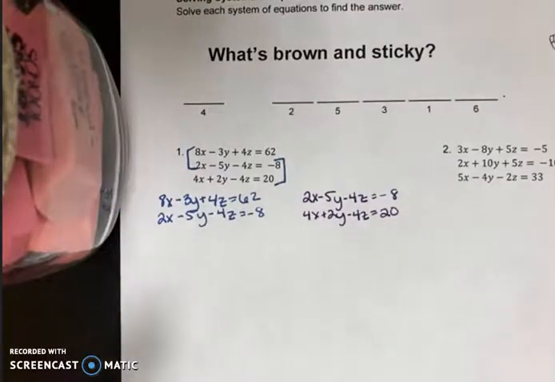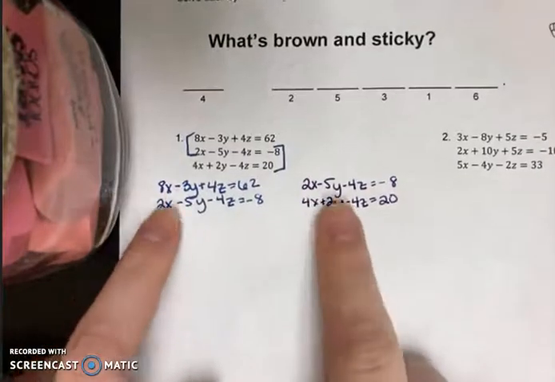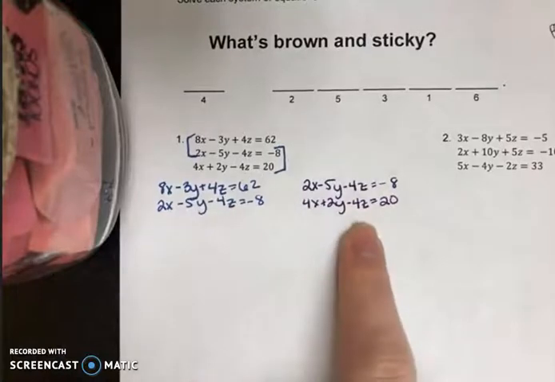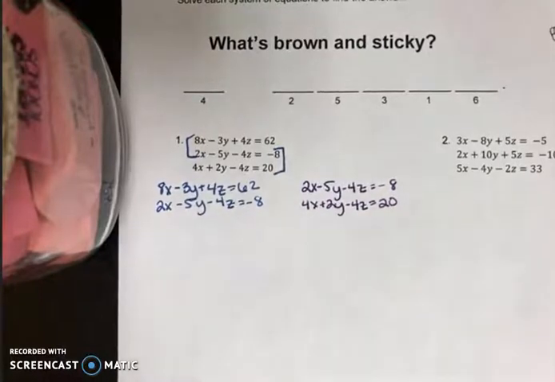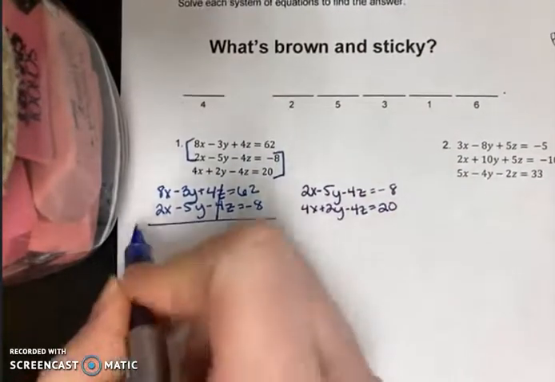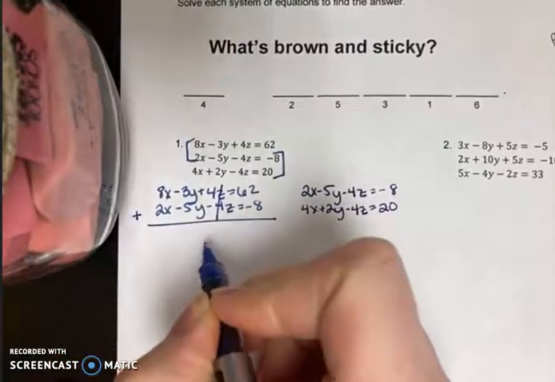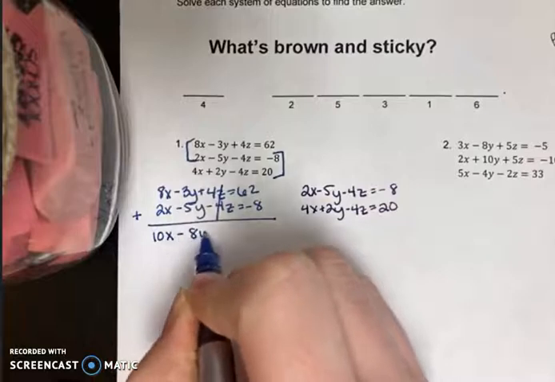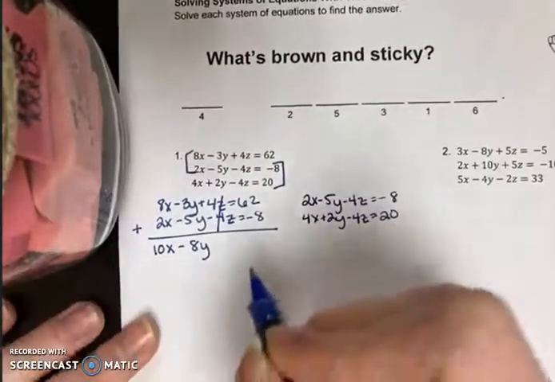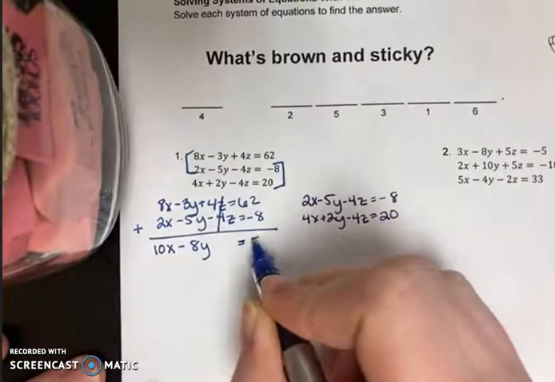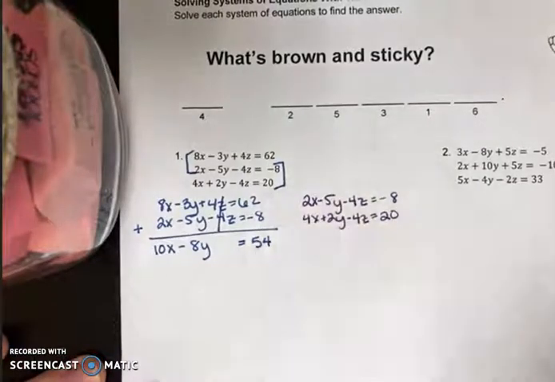When I'm looking at canceling out x's or y's or z's, I see that z's are probably going to be the easiest one because in the first system, the z's already cancel. So now, if I remember with elimination, once it cancels, we add them together. I get 10x minus 8y equals 54, because it was 62 minus 8.